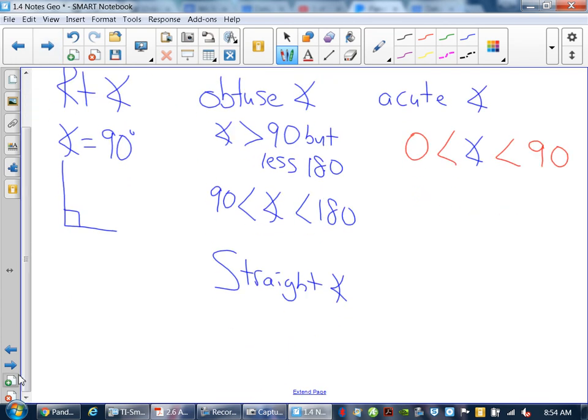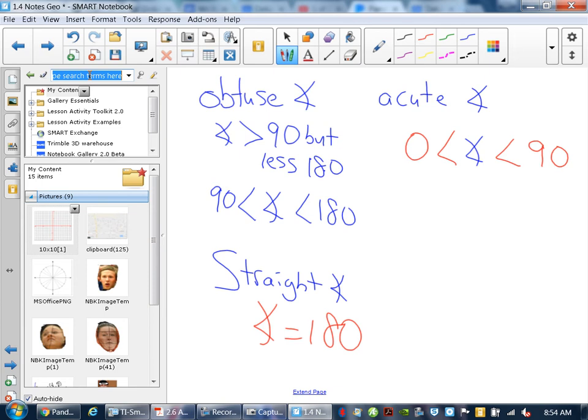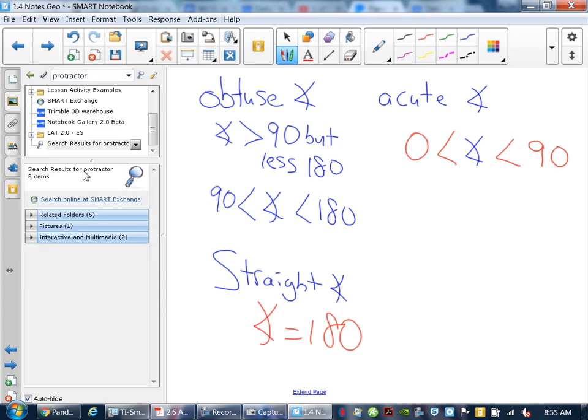Straight angles measure what? 180. Straight angles always measure 180 degrees. It's more than 179. And again, we do not go past 180 degrees when we do this stuff. These are things that you guys have all worked with. You've all done and measured with one of these. A protractor.